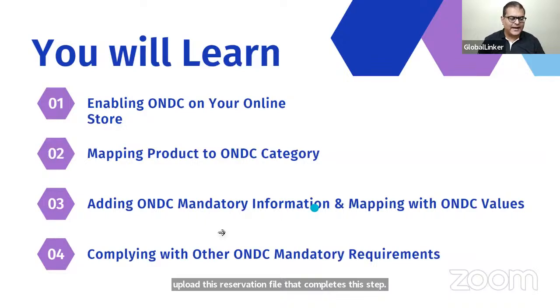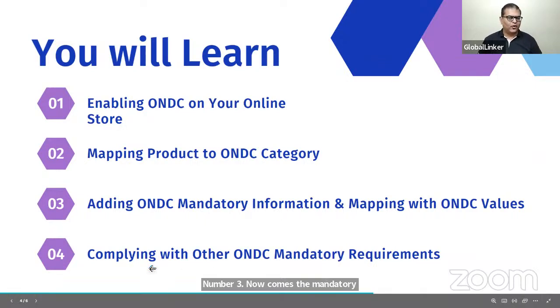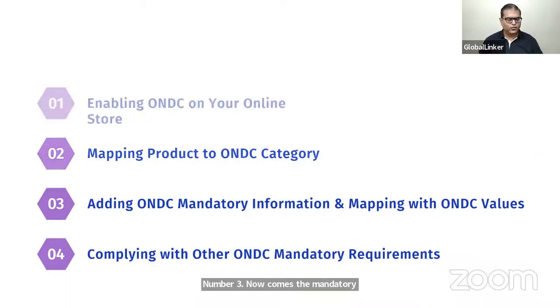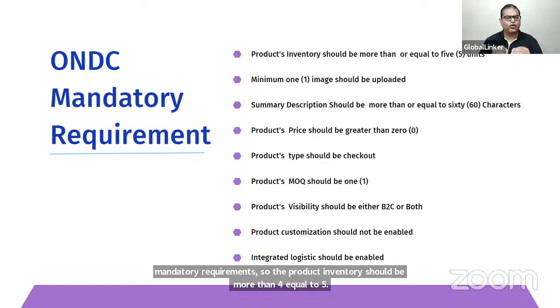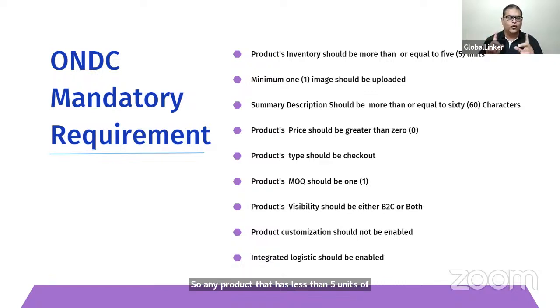Now comes the mandatory or compliance requirement of ONDC. For that, I will be taking you to the next slide. This is where I've written all the mandatory requirements. The product inventory should be more than or equal to 5. Any product that has less than 5 units of inventory is not displayed on ONDC. So you must ensure that the inventory of the product is greater than 5.